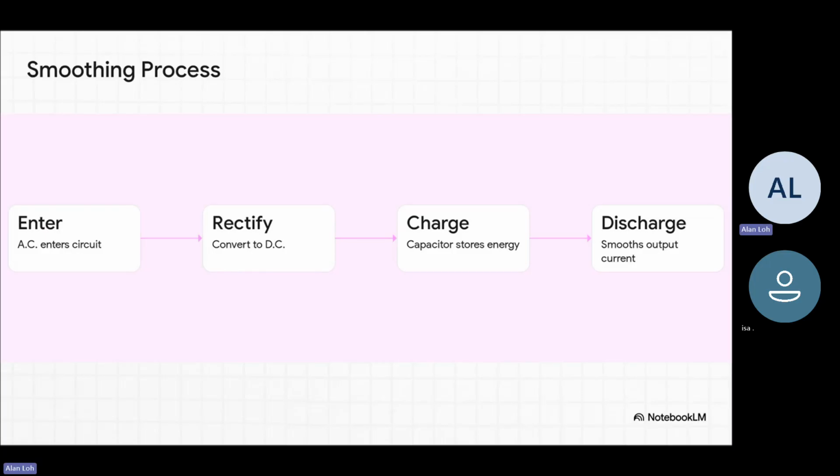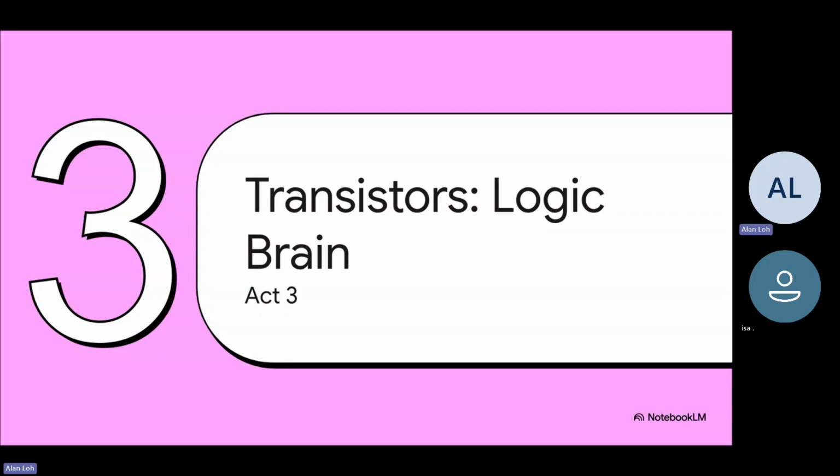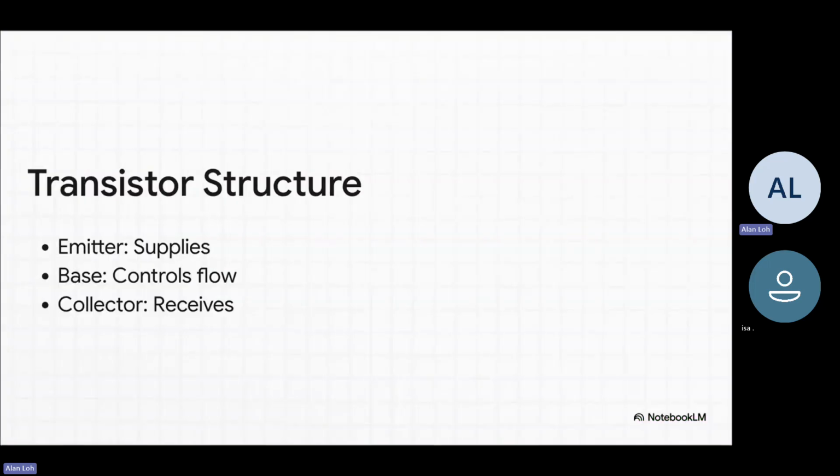All right, which brings us to part 3, transistors, the electronic brain. So we've got smooth power, right? But now we need logic. We need the system to actually make decisions. A transistor is remarkably simple in its structure. It's made up of 3 parts, an emitter, a base, and a collector.